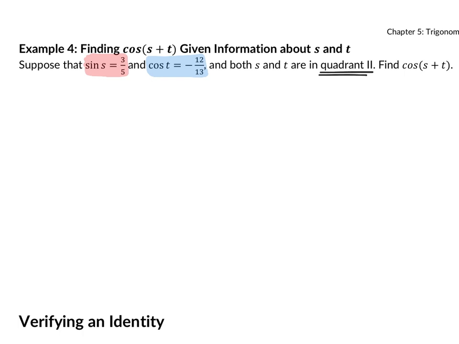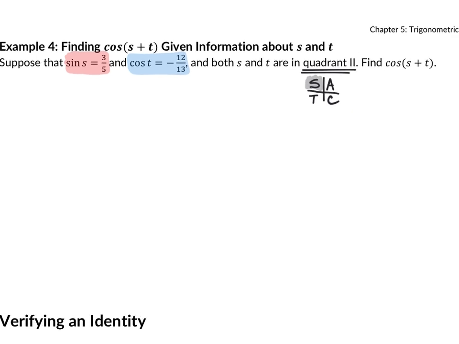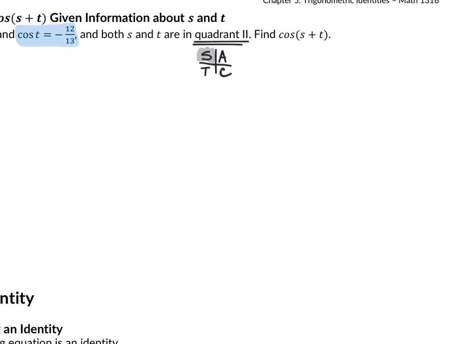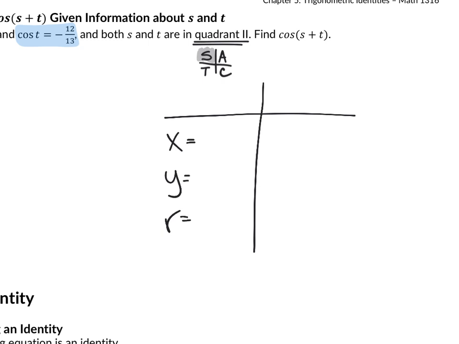So if they're in quadrant 2, we do need to remember what that means for our different trig functions. In quadrant 2, sine is positive and everything else is negative. Do y'all remember that? Throw it back to all of that. Our goal here is to find the cosine of s plus t. But our problem is we don't know the angle s and we don't know the angle t. So let's figure it out. I'm going to make a little sidebar over here, and on my sidebar, we're going to find the values of x, y, and r for both the angle s and the angle t.